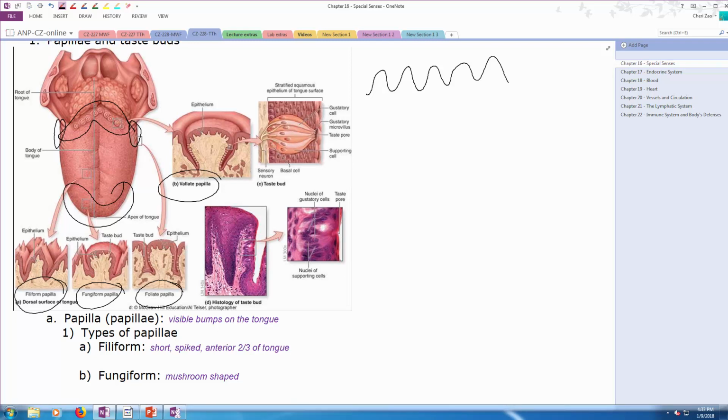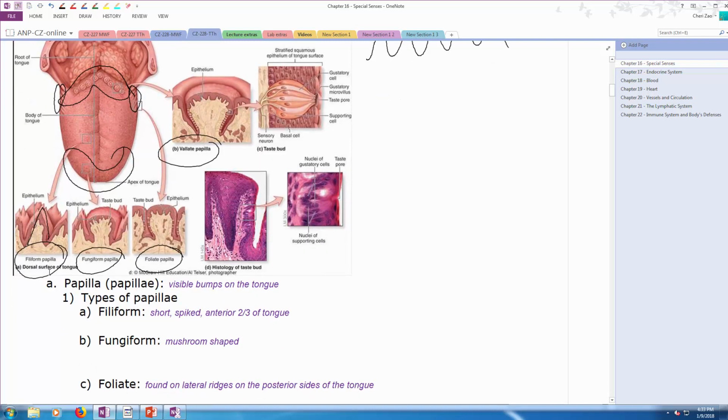There are no taste buds in the filiform papilla. No taste buds in the filiform papilla. They are there to help us abrade our food. So if you take a look at them, they look a little spiky to me, and they help abrade the food. Why do you want to abrade or apply sandpaper to your food?